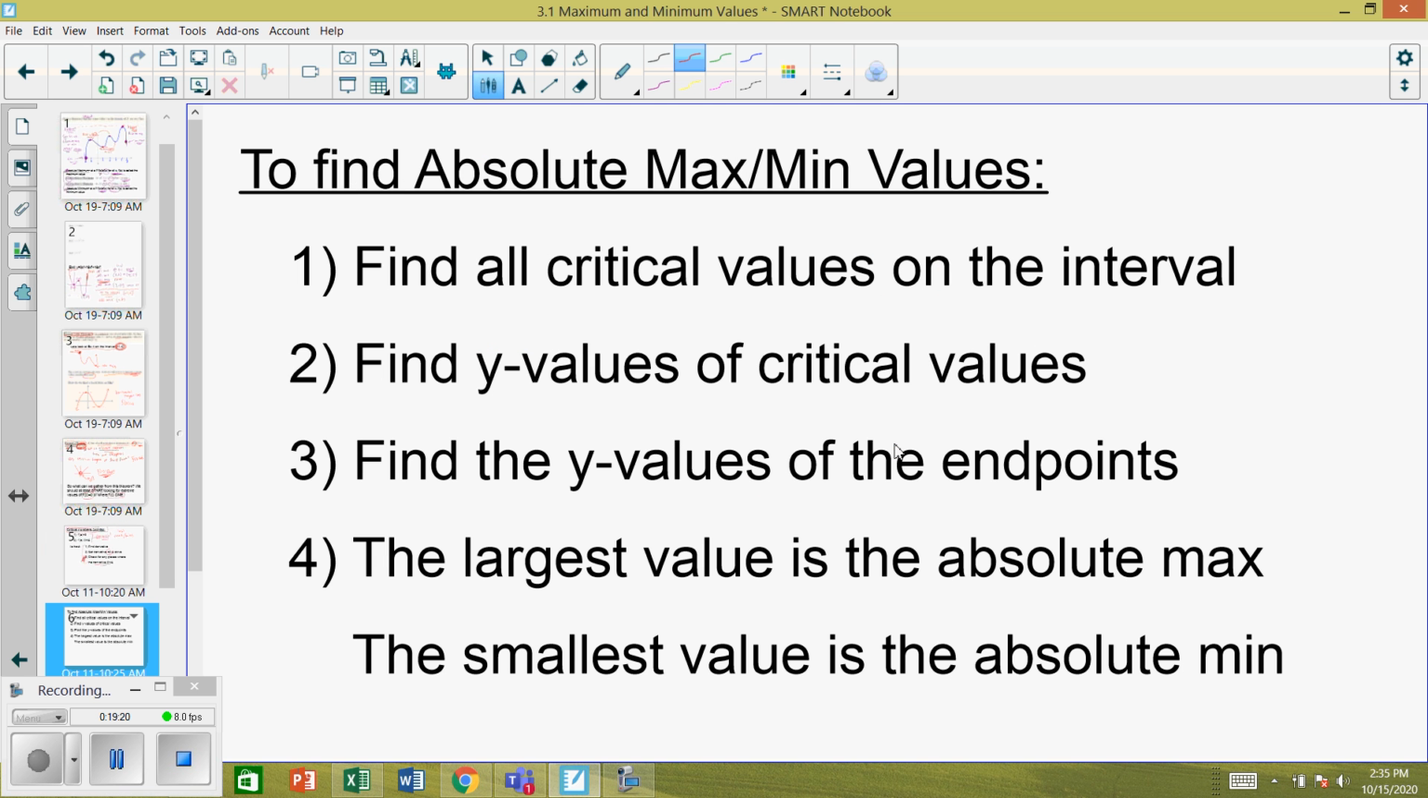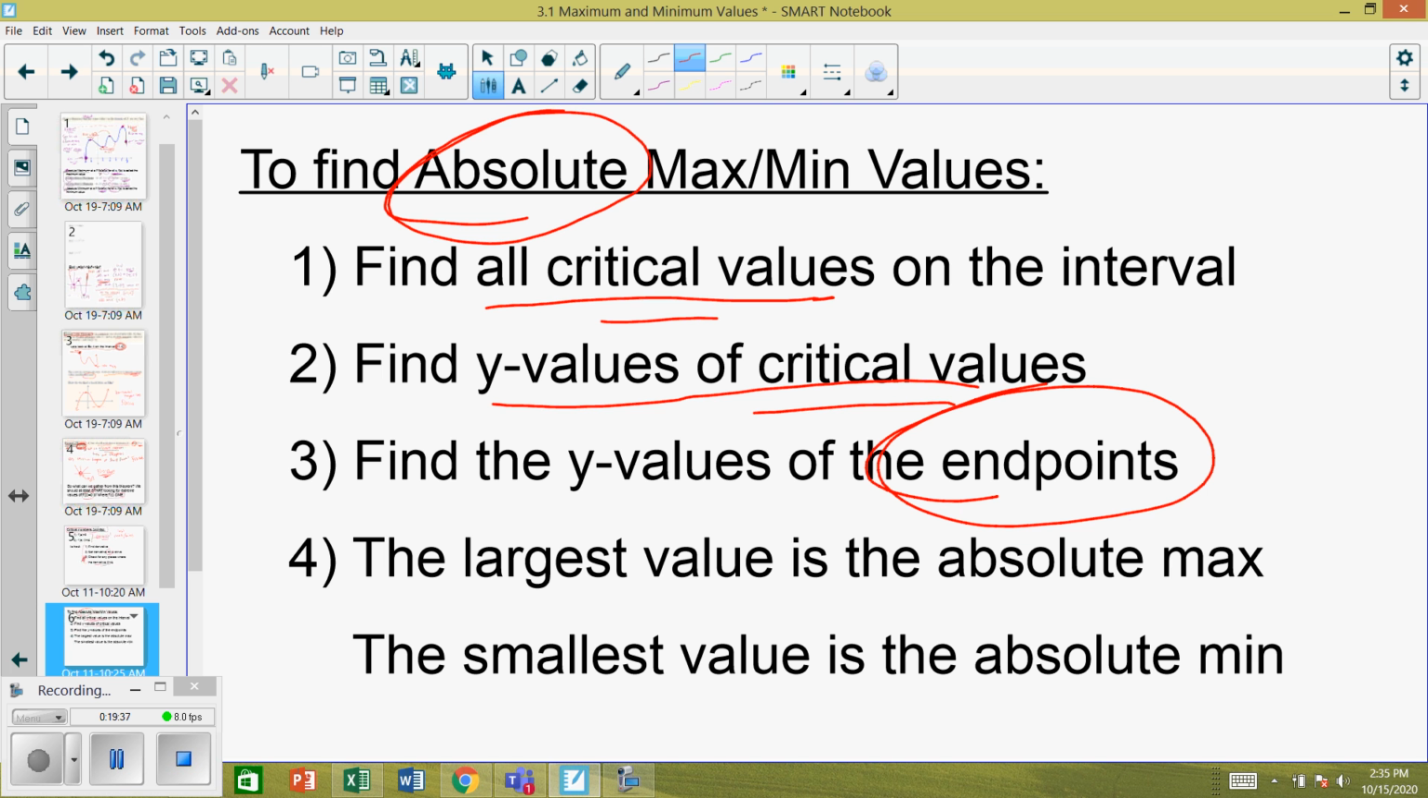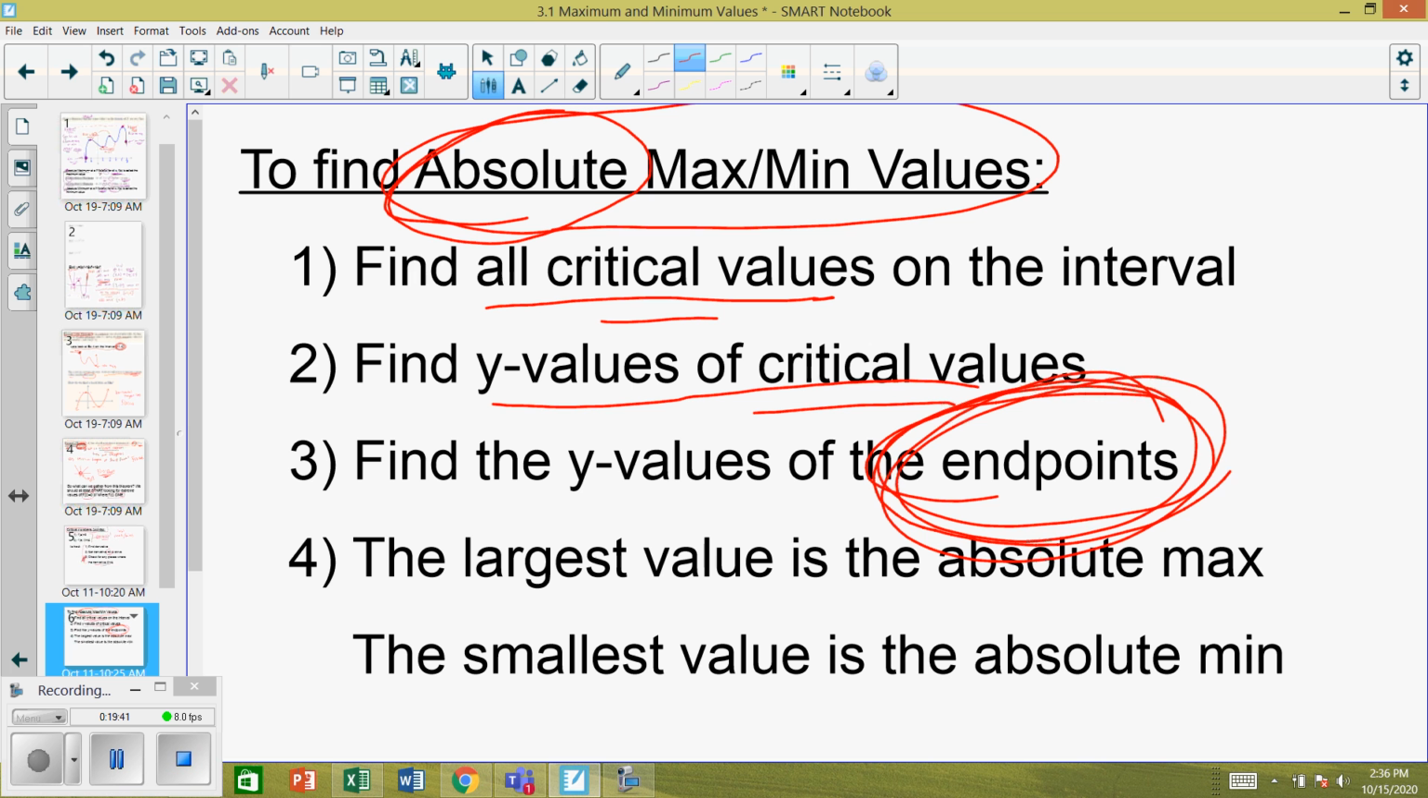Now, to find absolute max and mins, this is a little bit different. Absolute max and mins is we're going to find all the critical values. Okay, that's a good place to start. And we're going to find the y values of those critical values. So we're going to see which are the biggest ones or the smallest ones. But we also have to consider endpoints. This is very important. For absolute max and mins, if we're on a closed interval, we also have to include endpoints. And whichever one's the largest is the max, whichever one's the smallest is the absolute min. And that's how that works.